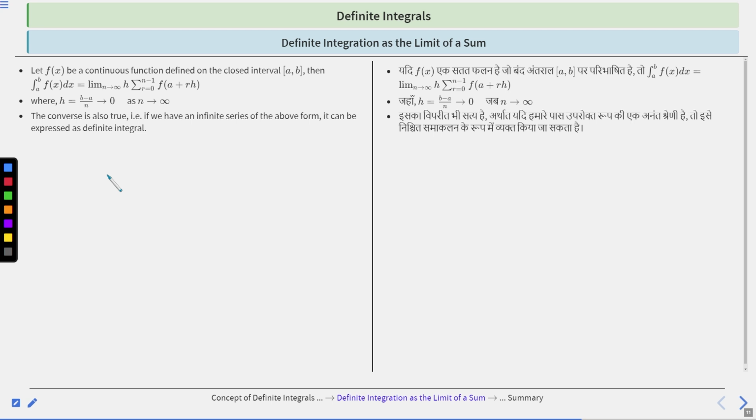The question will be in the form of series. The limit will be in the form of series. Then you can think that this question might be of the chapter definite integrals, right?